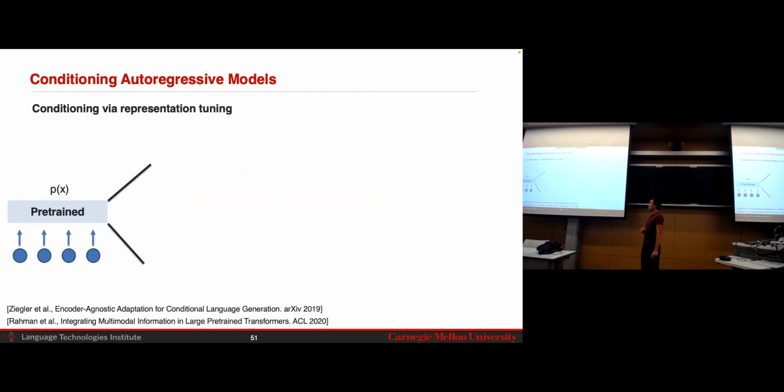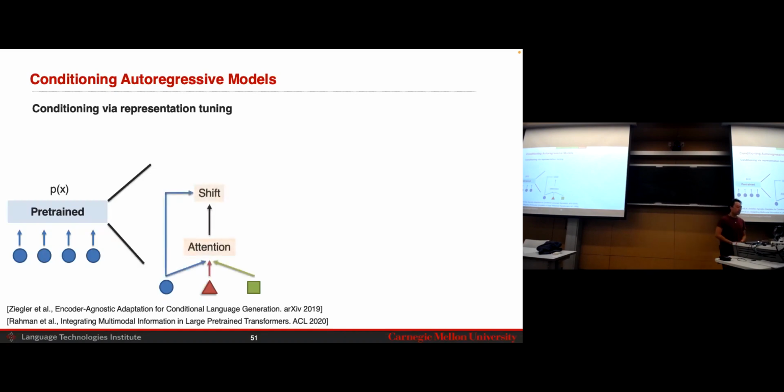Another general way is called representation tuning. Representation tuning goes a bit deeper. If just freezing your language model and adapting the inputs for a prefix isn't enough, you can also open up your language model. These are two probably representative papers in this space. Let's say I have a pre-trained model, that's my P of X.